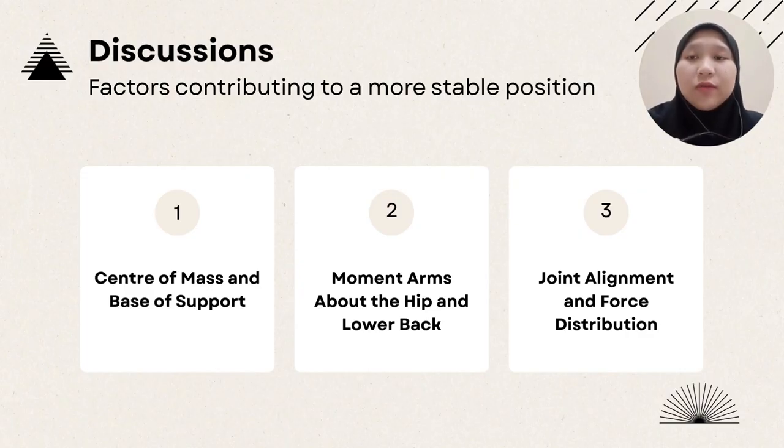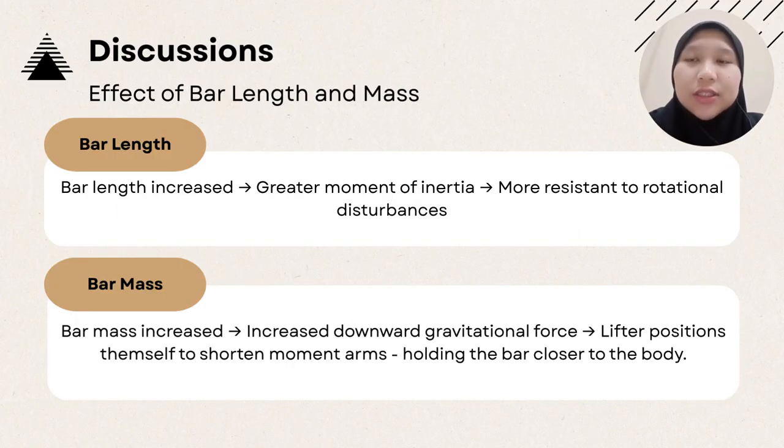Stability is also influenced by joint alignment and force distribution. In a stable deadlift position, the joints are aligned so that ground reaction forces act vertically through the body. This reduces shear forces at the joints and allows forces to be distributed more evenly, improving balance and reducing unnecessary joint loading. Next, I'll discuss the effects of bar length and mass.